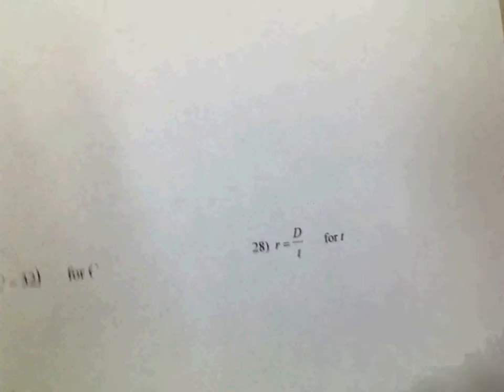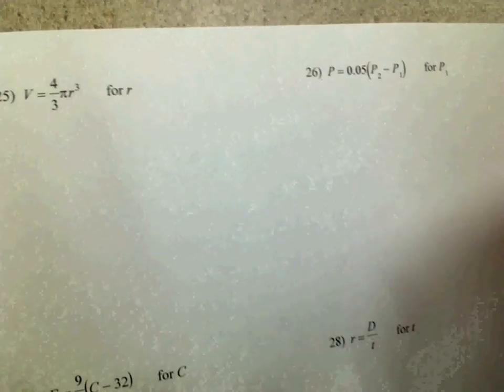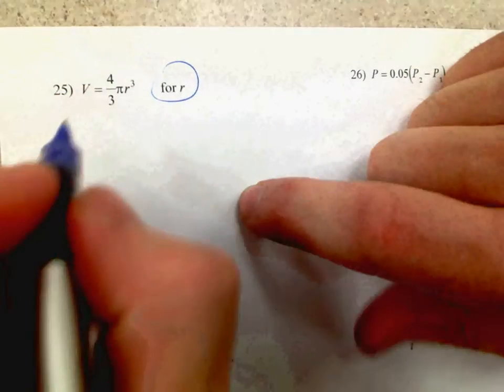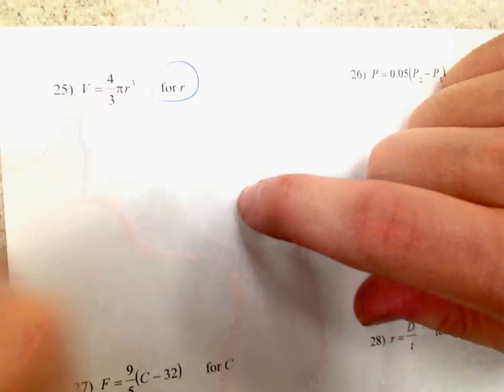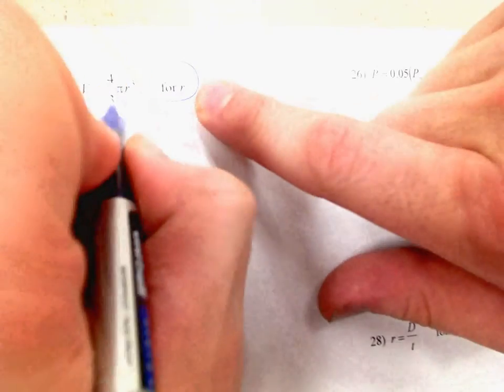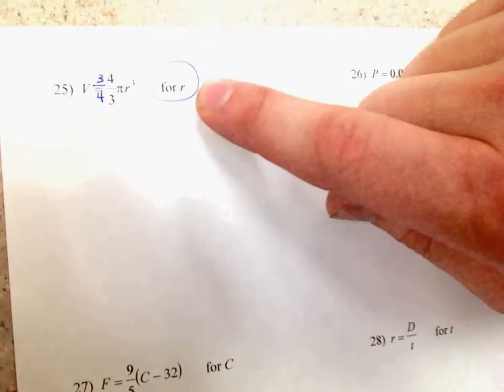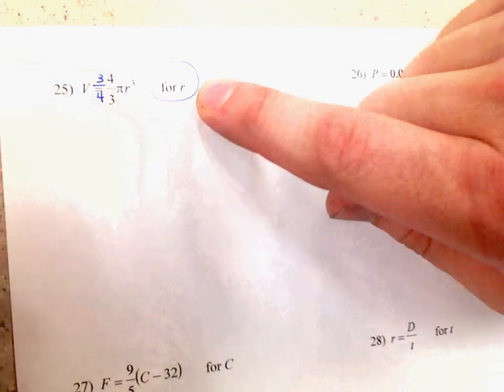Okay, 25, same thing. Getting r. So volume equals 4/3 pi r cubed. We're going to get r by itself, so I need to move that fraction first. Easiest way to move a fraction is to multiply by the reciprocal. 3 and 3 cancel, 4 and 4 will cancel. Multiply both sides by that.